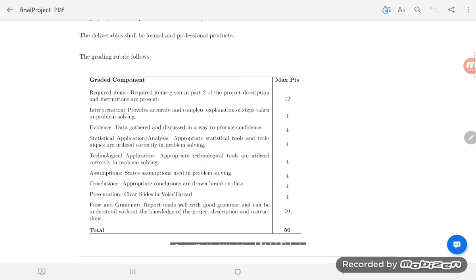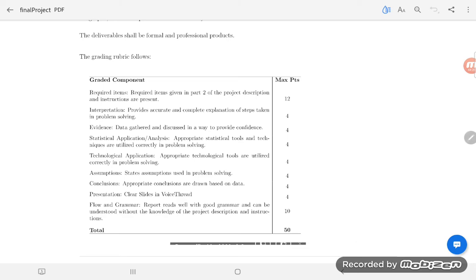Interpretation provides accurate and complete explanation of the steps taken. Oh, definitely. I could follow everything they were doing. That was great. Evidence, data gathered and discussed in a way to provide confidence. Very much. Remember, they talked about regions of Kentucky, and they had a citation as to what these regions were. They weren't just making it up on the fly. So great confidence in their data gathering.